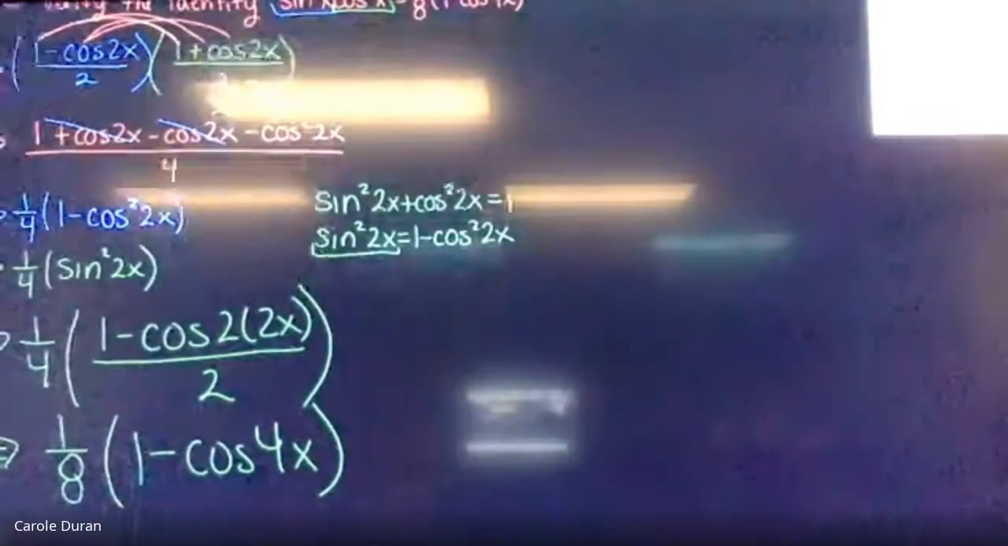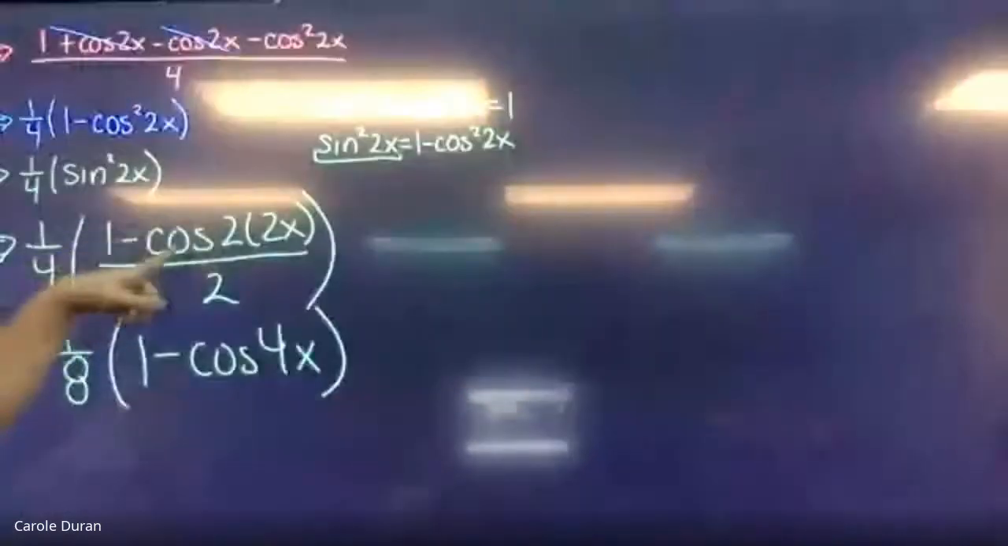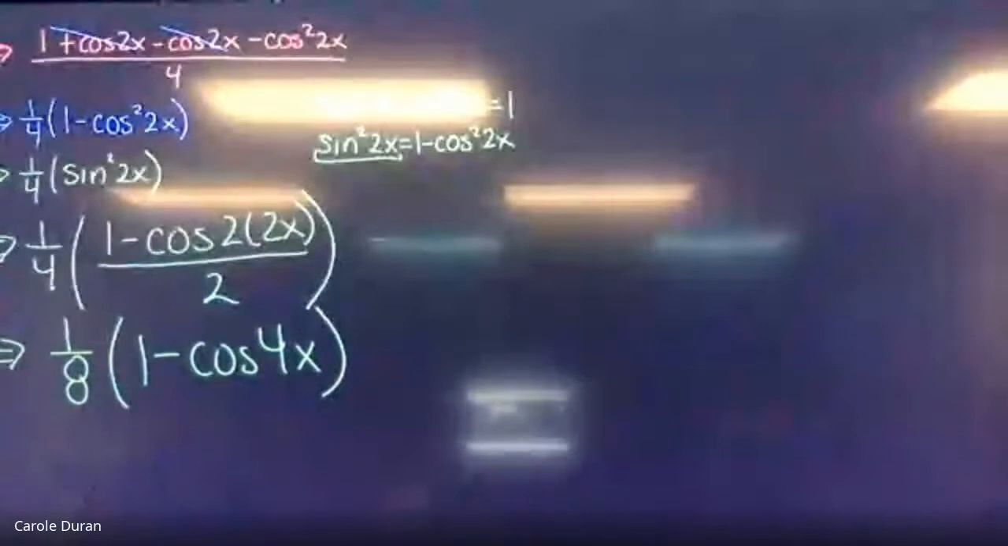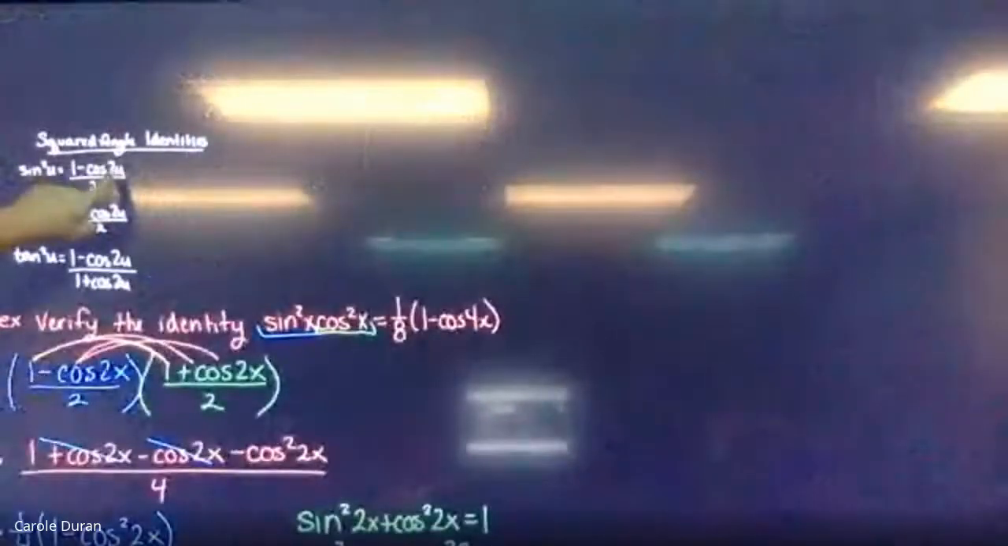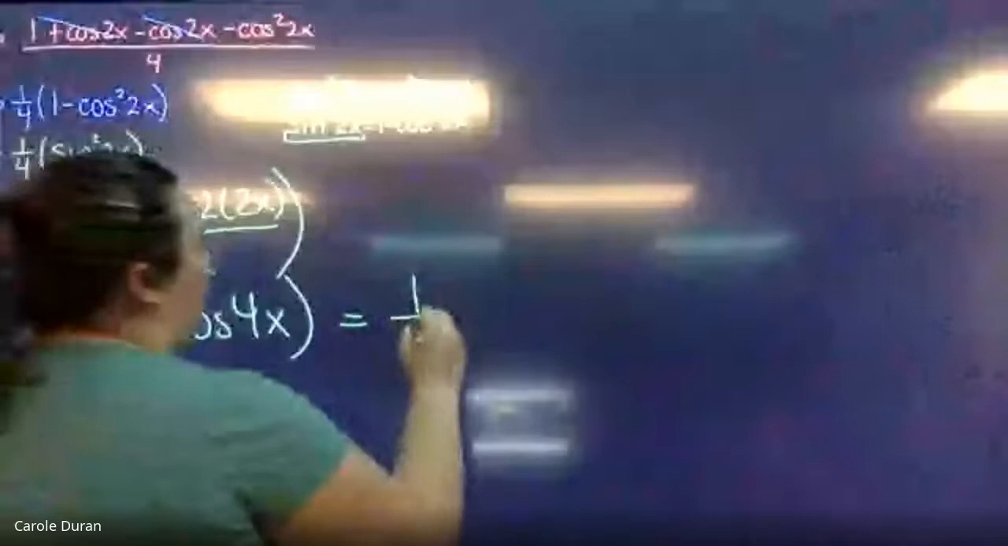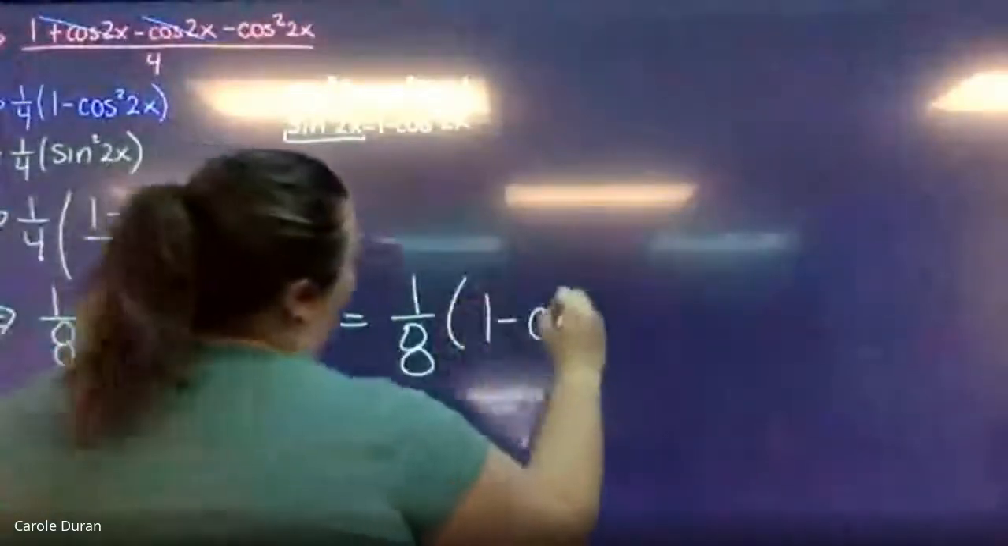My angle was 2x, and then the identity said I did cosine of 2 times whatever my angle was. Yeah, I just took that directly from here, and it's 2 times u, and my u here just happened to be 2x. So now I show that they are equal to each other so that I can close my proof.